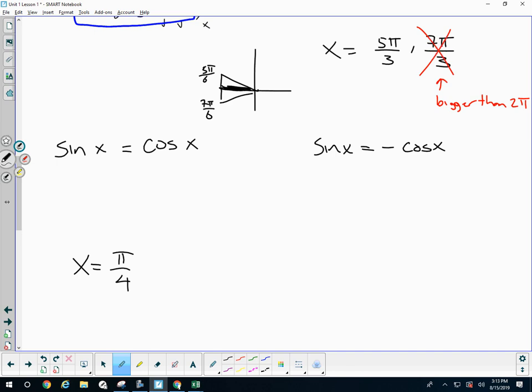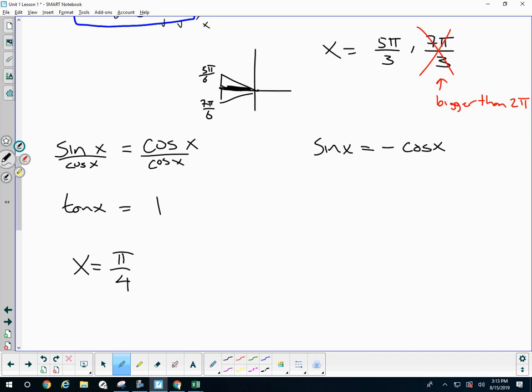they would be incorrect. And this is how I'm going to show you. Let's not think about sine equaling cosine. Let's get rid of the cosine by dividing both sides by cosine. That gives me tangent equals 1.